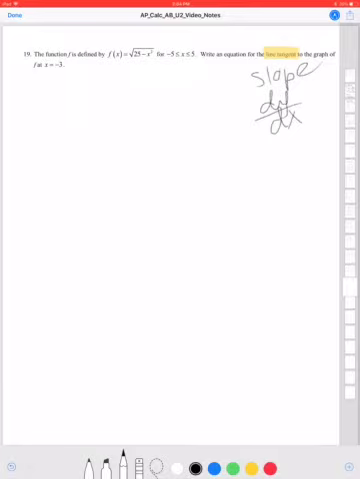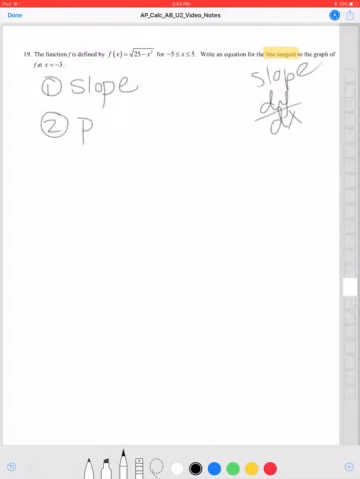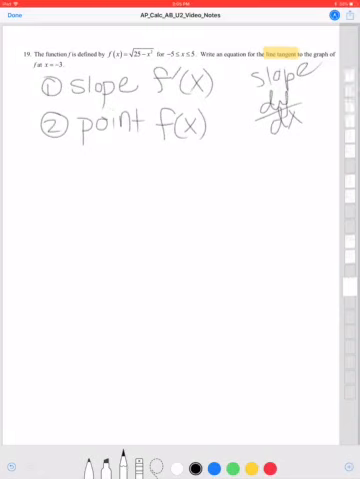So in order to find an equation of a line, you need two things. You need the slope, and you need a point. Alright, the slope comes from f prime of x. The point comes from f of x. Right? The point is the point on the graph of f of x. The slope comes from the derivative.